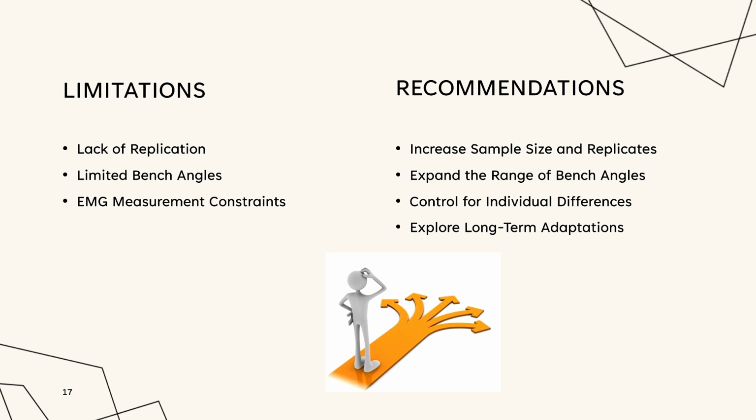Our third limitation is going to be the EMG measurement constraints. EMG readings are susceptible to signal noise, which could affect the accuracy of our results. As for recommendations, we could increase the sample size and replicates. We could expand the range of bench angles. We could control for individual differences. This means that we would account for participant factors such as chest anatomy, strength, or training experience.